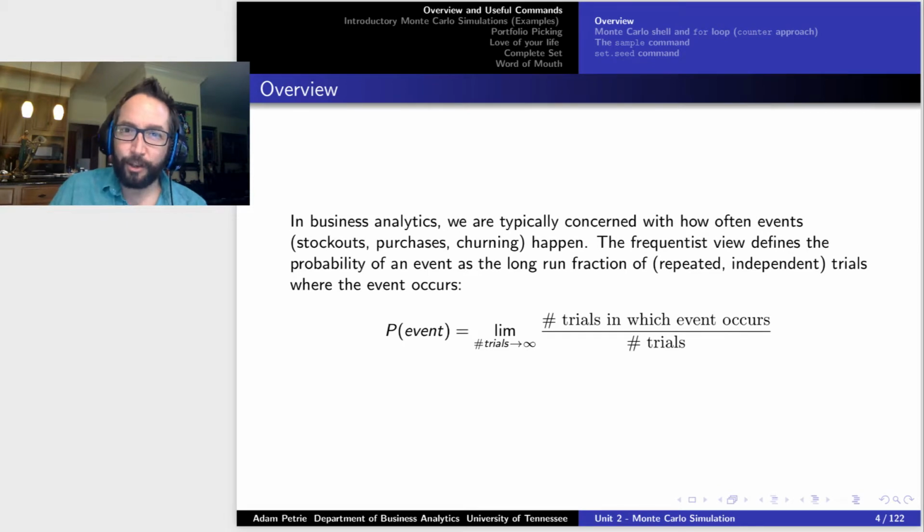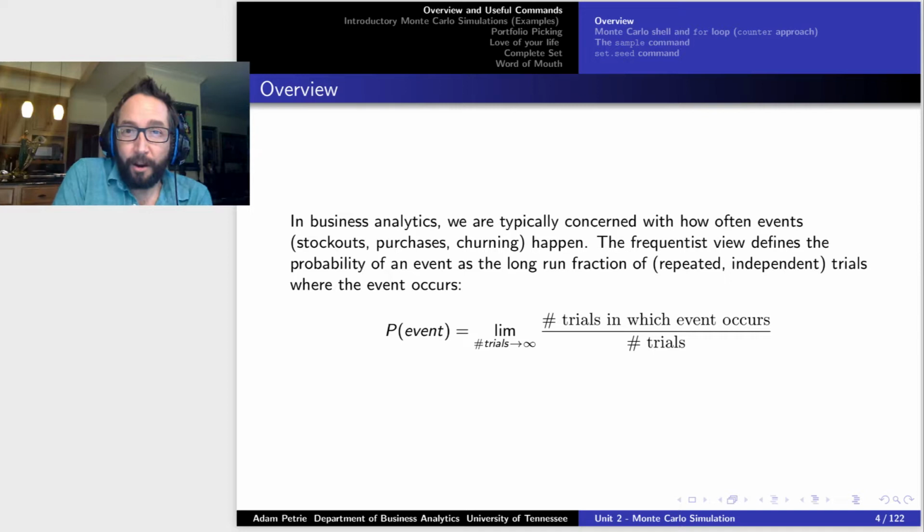Now, it ties into what we learned in Unit 1 about the probability of an event and how that's defined from the frequentist view. The frequentist view says that the probability of some event is just the long-run fraction of time where that event occurs, assuming we're talking about repeated trials, all conducted under identical conditions.